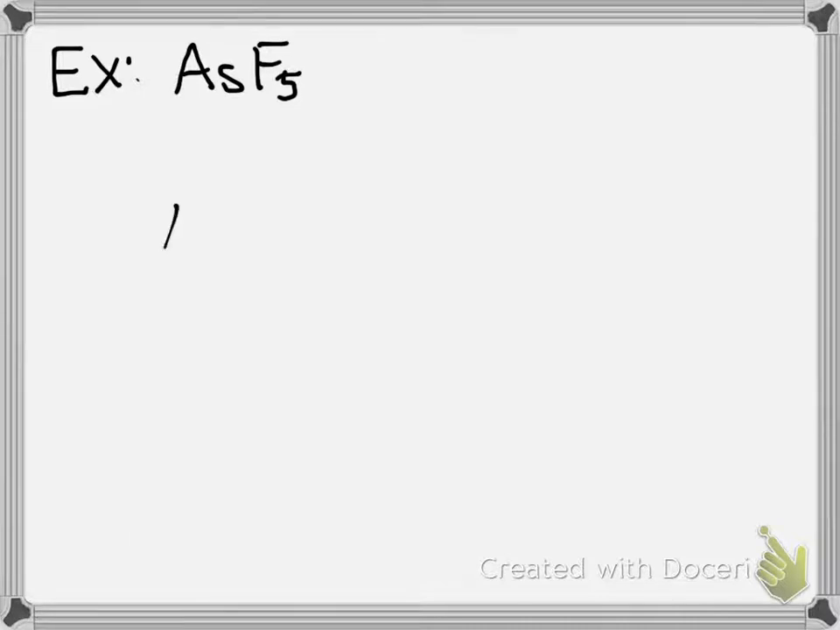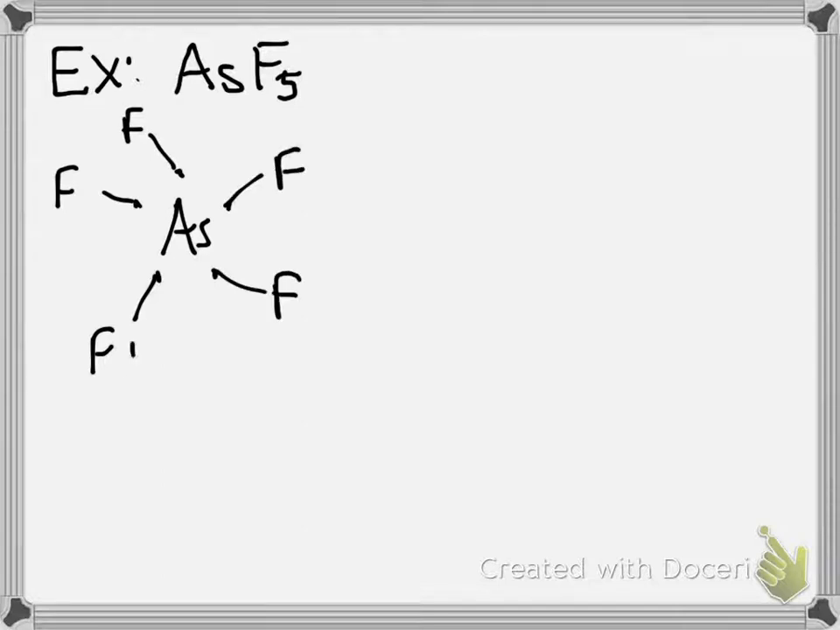The As is in the middle. The As has 5. So 1, 2, 3, 4, 5. Each one's going to connect to one of those F's. Okay, throw my dots in. Make it official. And again, I'm doing this sloppily because I'm in a hurry with it, but whatever.